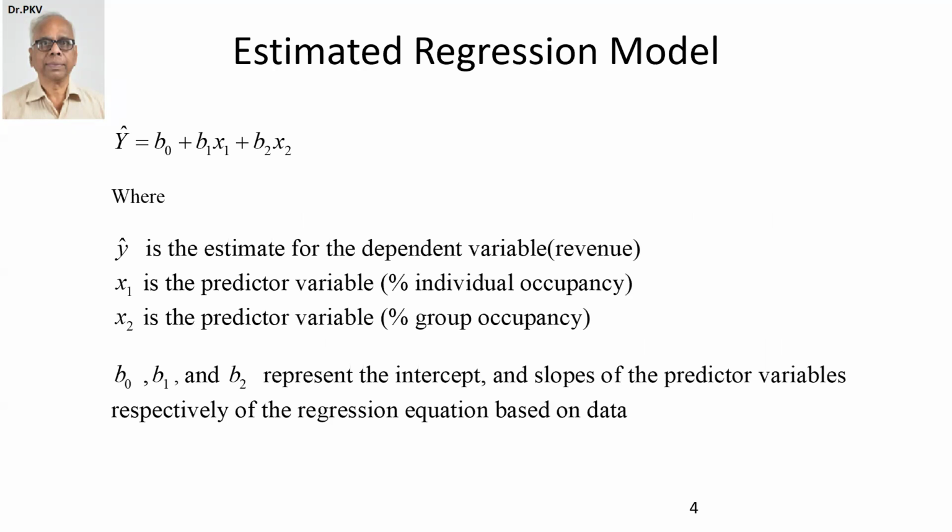Now, the sample regression equation or the estimated regression model is given by y hat equal to b naught plus b1 x1 plus b2 x2, where y hat is the estimated dependent variable revenue, x1 is the predictor variable percentage individual occupancy, x2 is the predictor variable percentage group occupancy. b naught, b1, and b2 represent the intercept and slopes of the predictor variables respectively of the regression equation stated above.